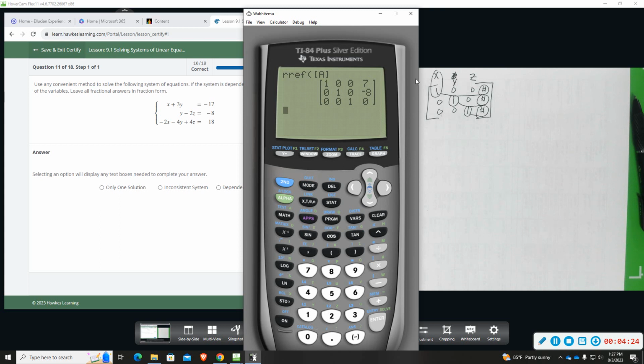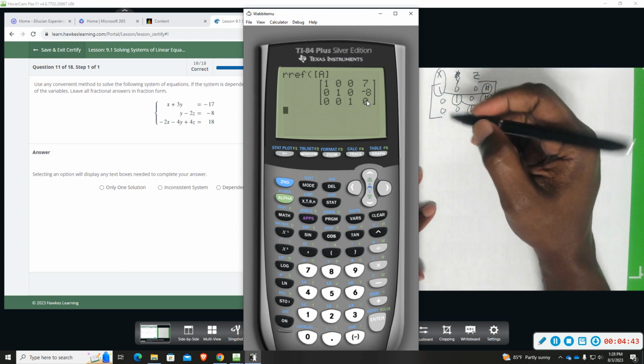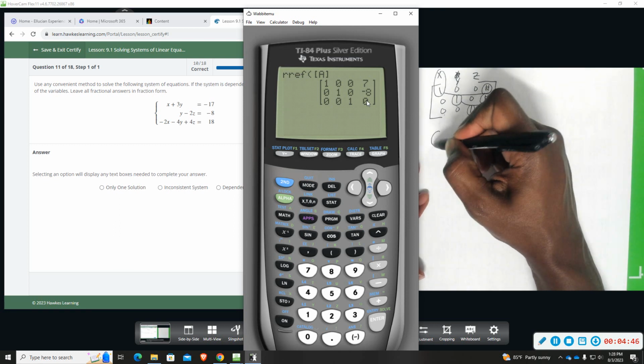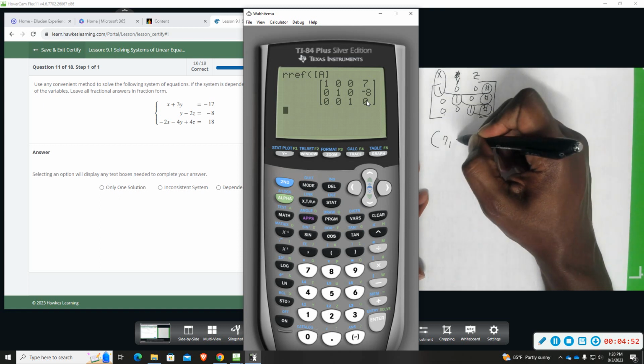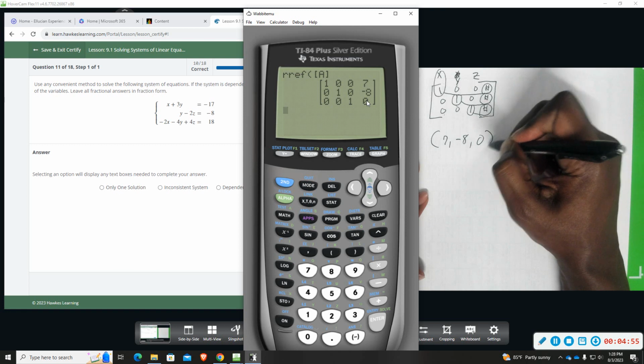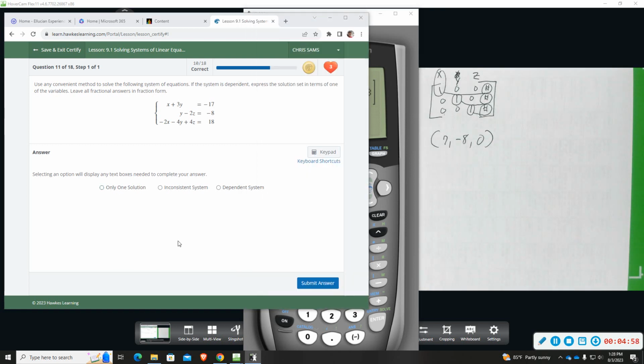So what this means, x was in the first column, so x is 7. In the middle column, where you have a 1, that's the y value. Y is negative 8. In the final column where you have a 1, that's the z value. Z is 0. So we get one solution with this set of equations, and we get this coordinate set 7, negative 8, 0. Okay. So this one is going to be only one solution, and x was 7, y was negative 8, and z is 0.